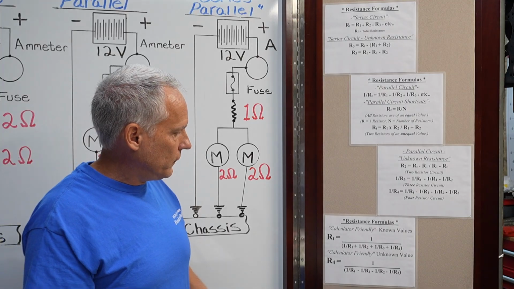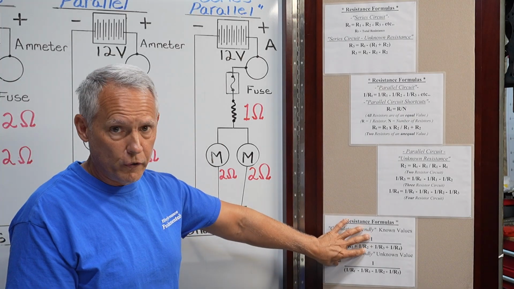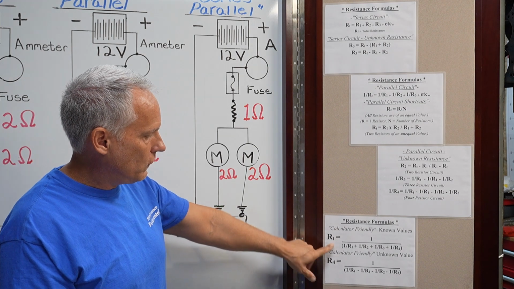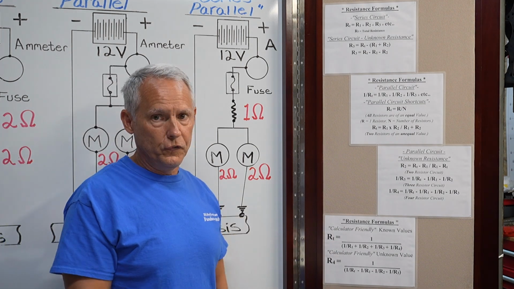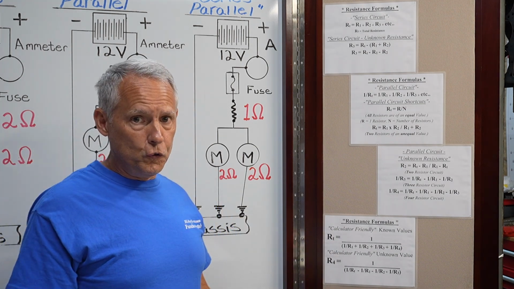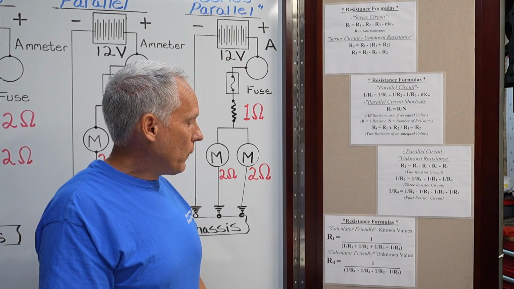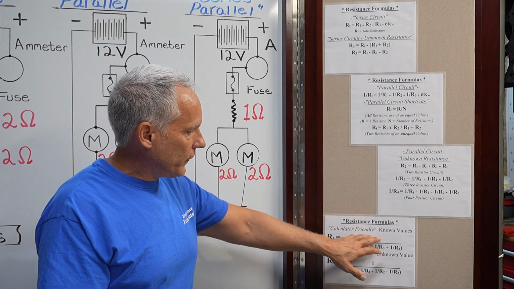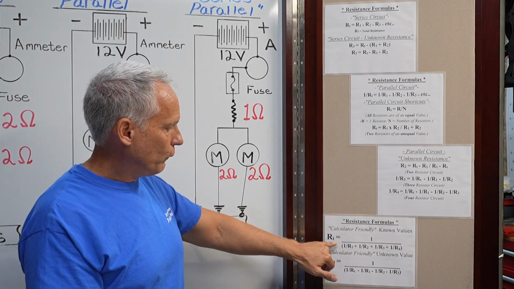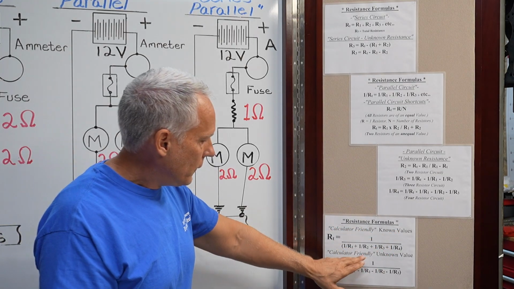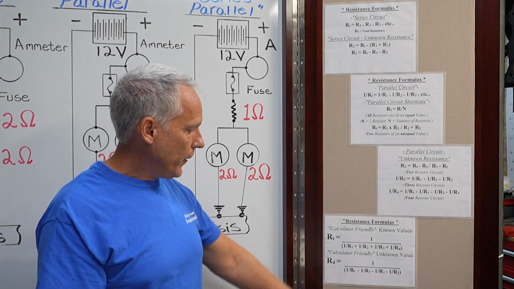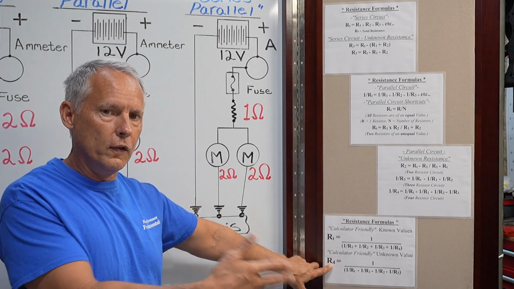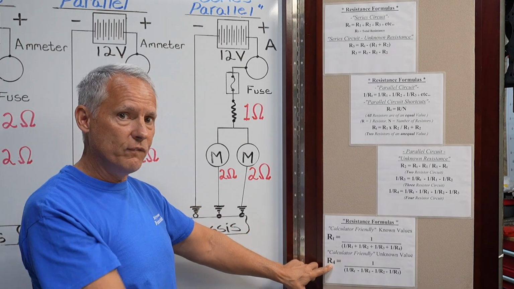This is for a parallel circuit. You want to find the total resistance, or you want to find the unknown resistance. Basically, you're just going to use your calculator, and I'll go over this real quick for you. Calculator friendly, known values: you want to get the total resistance of the circuit. Calculator friendly, unknown value: you already know the total resistance, but you don't know the resistance of one of the resistances or one of the loads. You're trying to find that value.